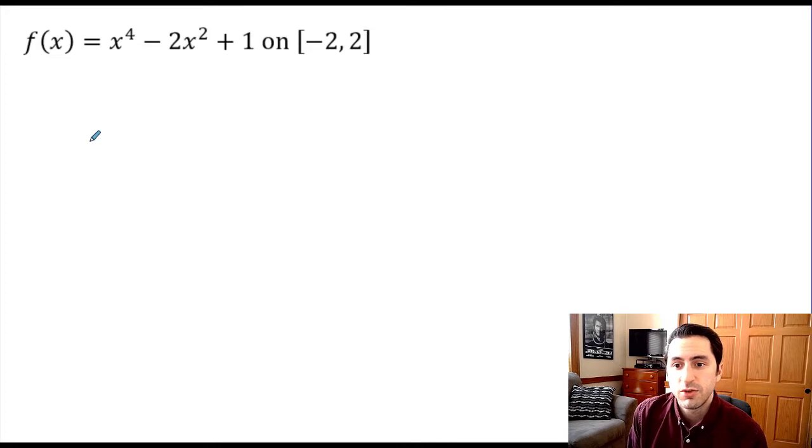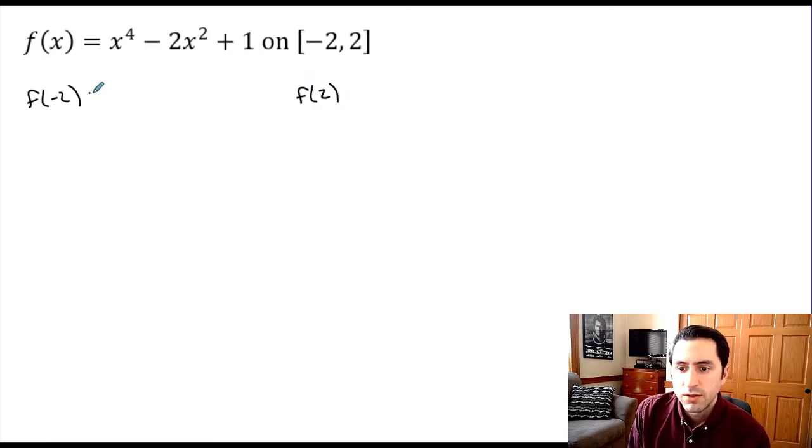Now for the last condition, we just need to verify that f of -2 and f of 2 are the same. So let's evaluate f of -2, and we'll do the same for f of 2. If we plug these in, we get (-2) to the fourth minus 2 times (-2) squared plus 1. So this is going to be positive 16. (-2) squared is positive 4, so this will be -2 times 4, so that's -8, plus 1. And we're going to end up with a value of 9.